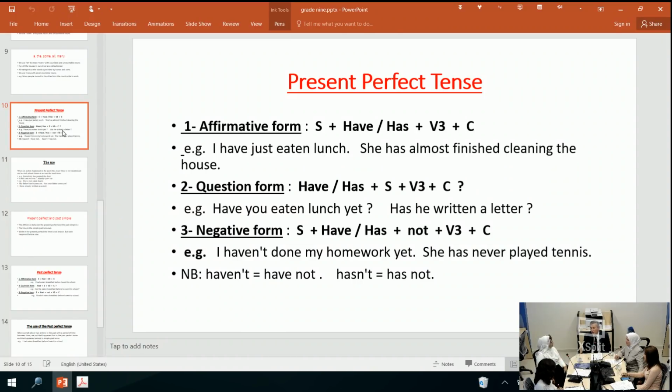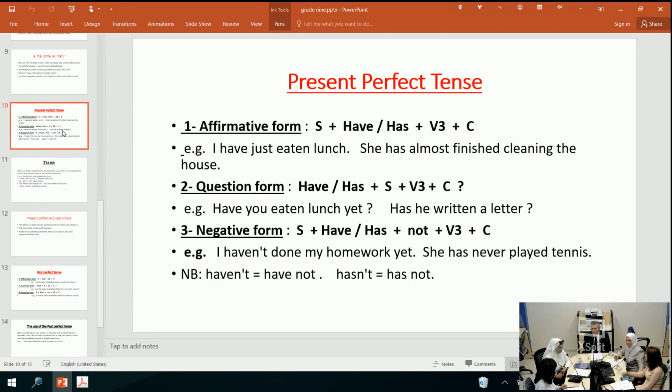So it is one of the indicators. As Ms. Abi says, in the exam, when the student sees "yet," it means to choose the present perfect. The negative form, Ms. Huda: subject plus have or has plus not plus verb 3 plus the complement. Example: I haven't done my homework yet. She has never played tennis. So we use "yet" again here in the negative.